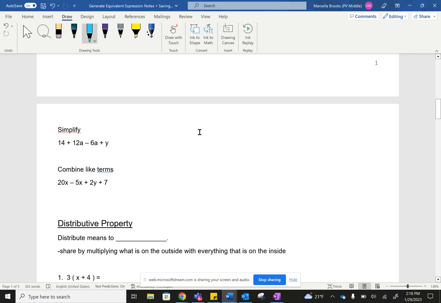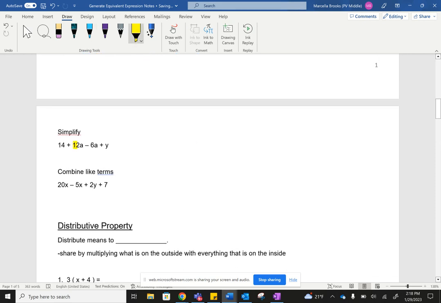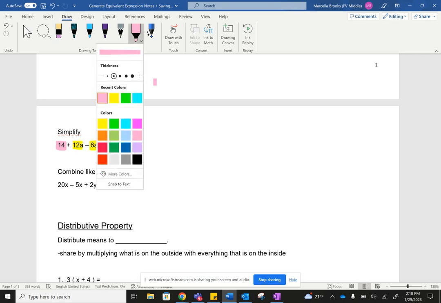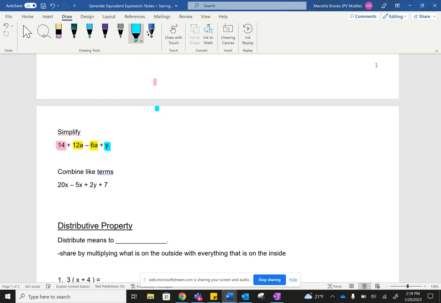All right, so let's do our highlighting on the next one. We have 12a and 6a. And then we have 14. And then we have y. So we're going to combine our like terms, which is 12a minus 6a, because we have a minus sign in front. So 12a minus 6a is going to be 6a. And then we have that 14 and that y. And we just simplified it by combining like terms.